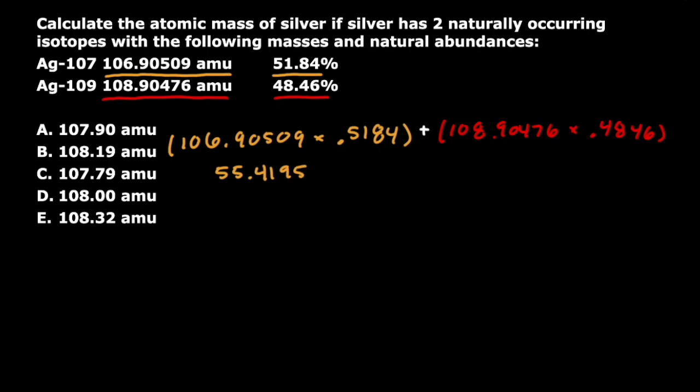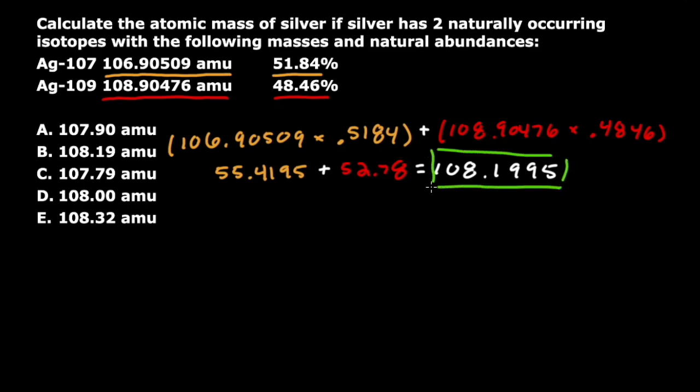And whenever we do this calculation right here, we're going to get 55.4195, and then we're going to add it to this one over here, and when we multiply these two together, we're going to get 52.78. When we add these two up, we're going to get 108.1995, and so this right here will be the average atomic mass of both of the two isotopes, and so the answer choice is going to be B.